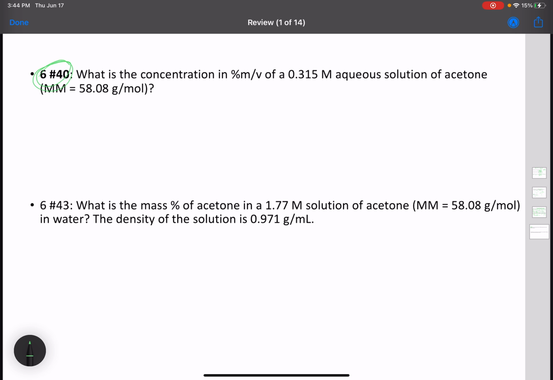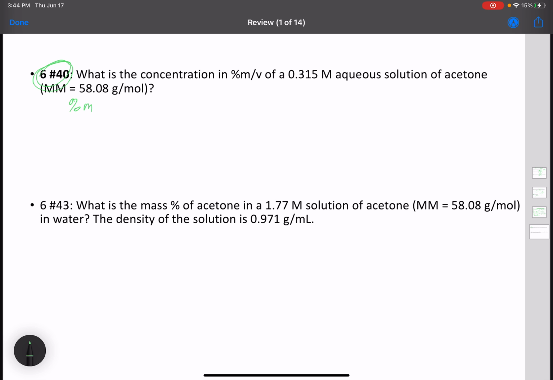This one I have in bold because a lot of people struggled with this one, and there's a reason for that. So it says, what is the concentration in percent mass by volume of a 0.315 molar aqueous solution of acetone? And it gives us the molar mass of this acetone. So I'm going to start here by writing out some formulas.